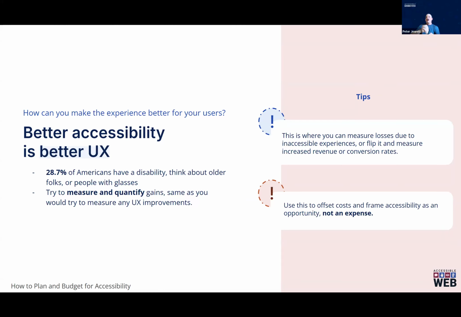So we love talking to UX people. They get it. They work all day. They show up to work and they want to make better experiences. And this is just another skill set, another set of tools to help you do that.